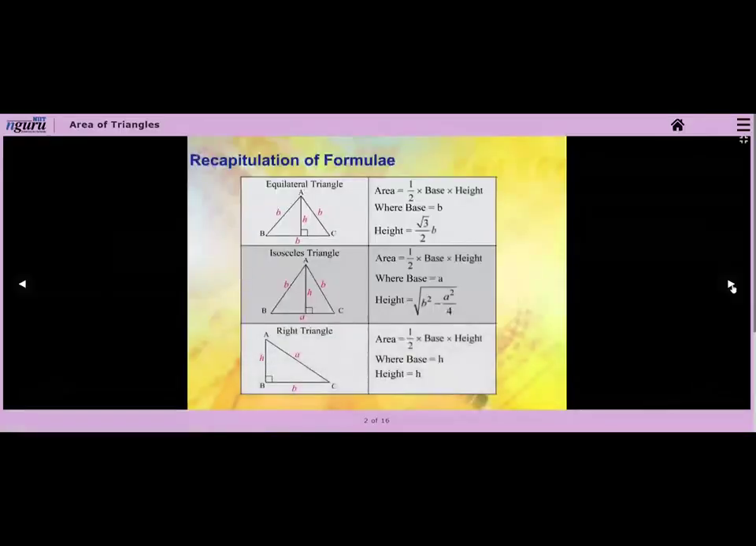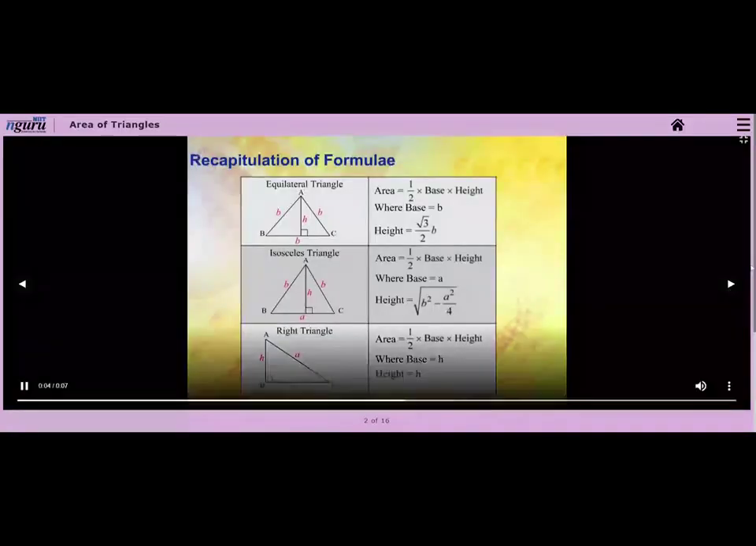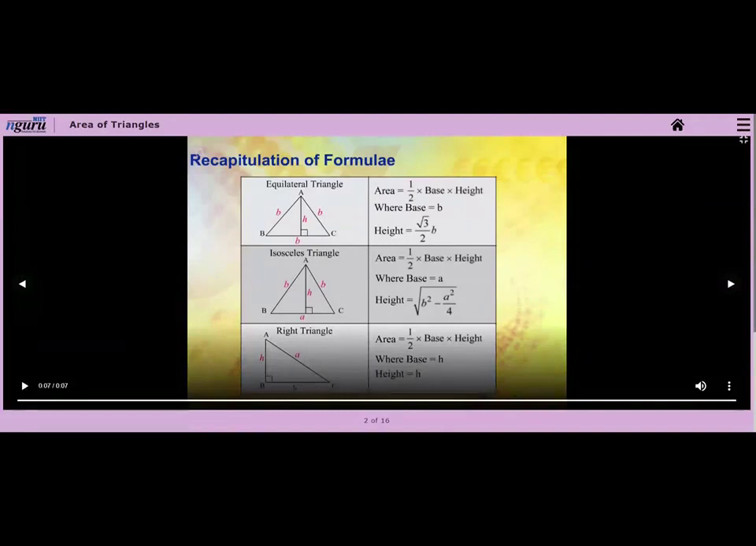Here are some formulae to calculate the area of the three different types of triangles. So equilateral is half base into height. Isosceles is half base into height. Base is a. Height can be calculated. How can we calculate the height, children? Which triangle? Ma'am, right angle. Yes. In the first one, equilateral, how to calculate the height? I'm using Pythagoras theorem. Correct.